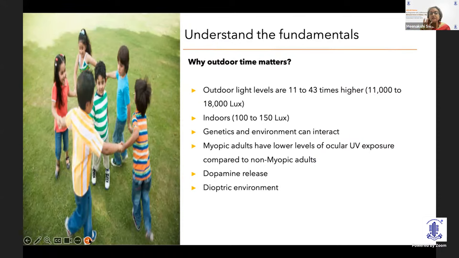And genetics and environment can interact. So you can modify the environment by increasing the outdoor time. Myopic adults have lower levels of ocular UV exposure compared to non-myopic adults. This was shown by studies. Because somehow outdoor sunlight, natural light, seems to release dopamine, and dopamine acts to control myopia progression by controlling axial length elongation.